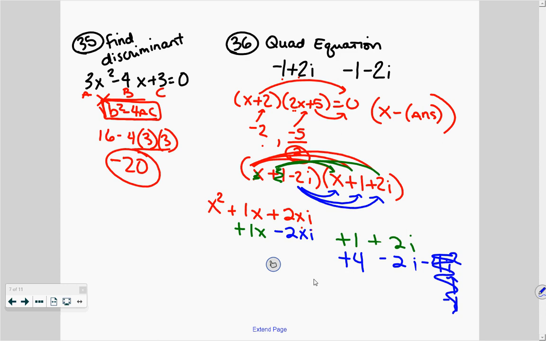Okay, now we're going to combine all our like terms. x squared, I didn't have another one. 1x, that's going to give me 2x. These guys cancel each other out. These guys cancel each other out. So the only thing I have left are the 4 and the 1, so that gives me 5. Make sure you set it equal to 0, because the question said to write it as an equation, and equations have equal signs, so you have to put the 0 in. Okay, so that is your answer for 36.